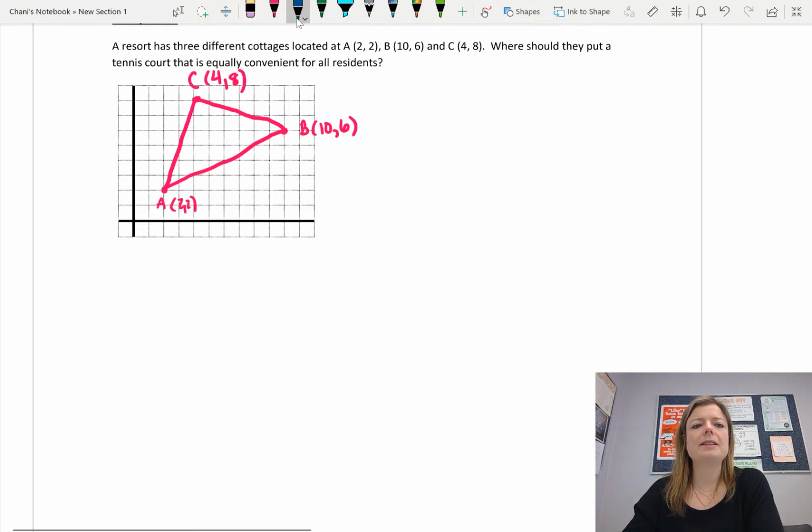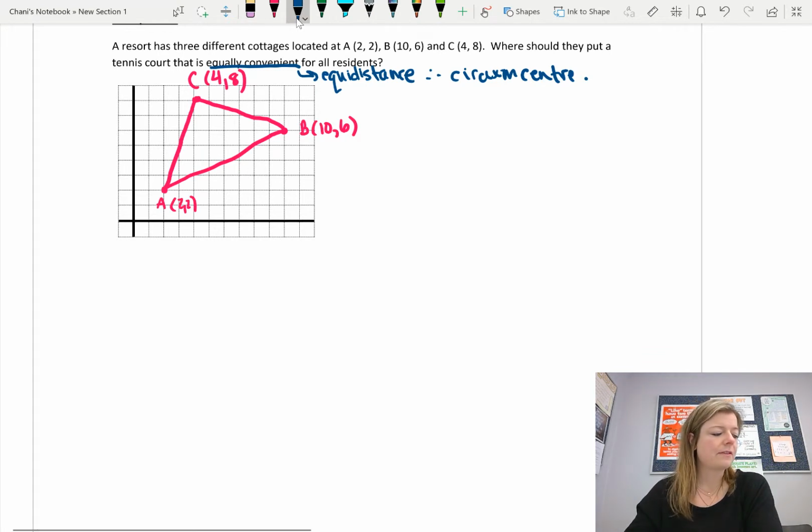So where should they put a tennis court that is equally convenient? We are doing some assumption here. We're assuming that equally convenient means equidistant, so the same distance from all 3 cabins. So therefore, we want the circumcenter. That is the point of intersection of the perpendicular bisectors. So we need to find 2 of the equations of the perpendicular bisectors and find where they intersect. So I'm going to do AB and BC.